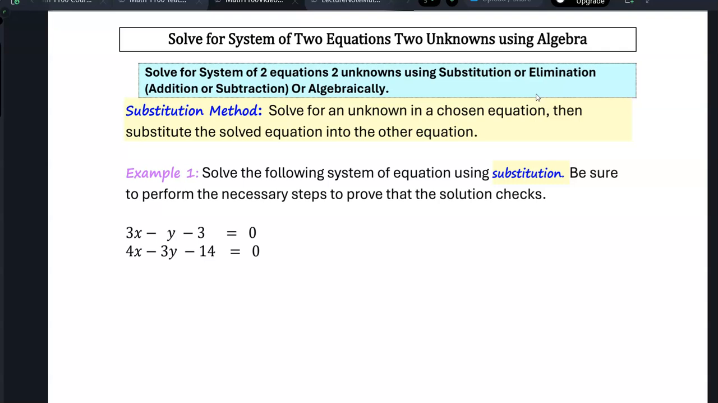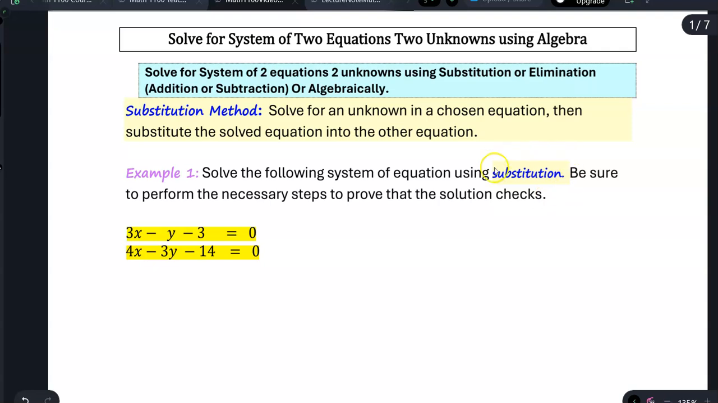So for this particular example, we have the very first equation as 3x minus y minus 3 equal to 0. The second one is 4x minus 3y minus 14 equal to 0. And I am going to use the substitution method.